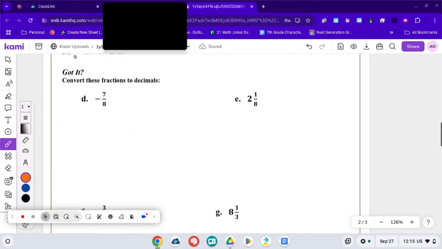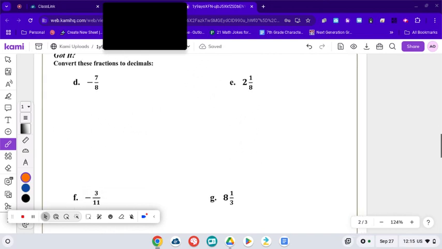So now there's 4 examples here at the bottom. I want you to pause the video and use your calculator to write these as decimals. And then start the video again and see how you did.